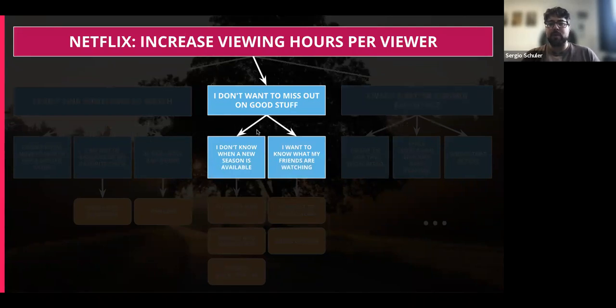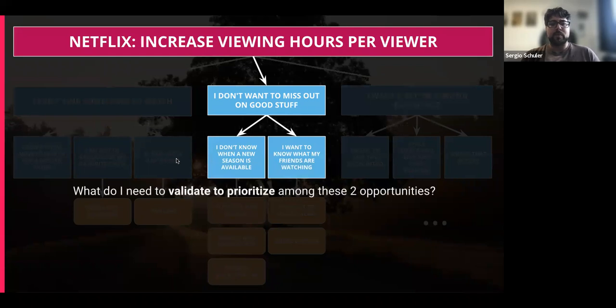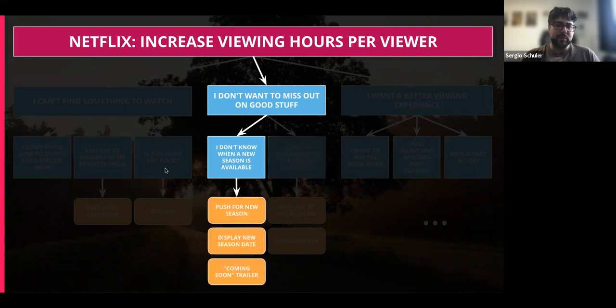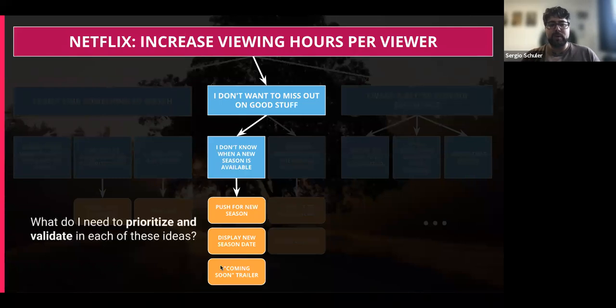Then the next step, you have sub opportunities: I don't know when a new season is available, and I want to know what my friends are watching. All right, so now what's the next logical step? What do I need to validate to prioritize among these 2 sub opportunities? All right, I prioritize this one for reasons, and then I have a few ideas here. So what do I need to prioritize and validate in each of these ideas? You can see that it's a very step-by-step process, and this will help your discovery to not be so chaotic and to be more logical.